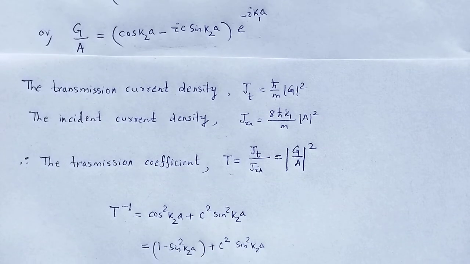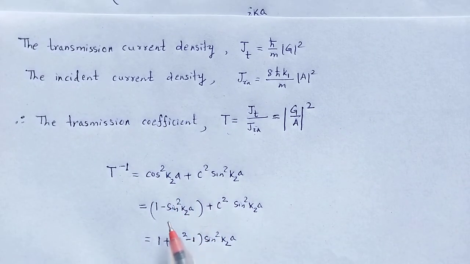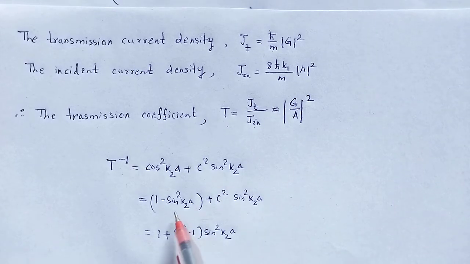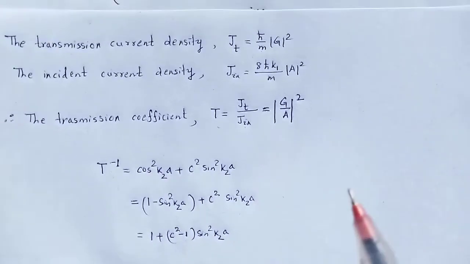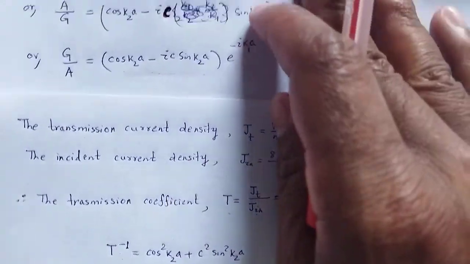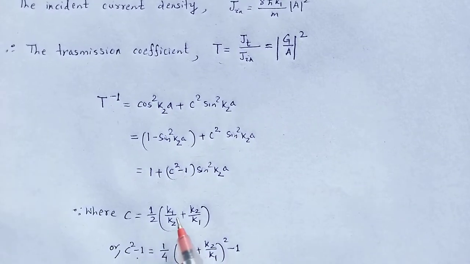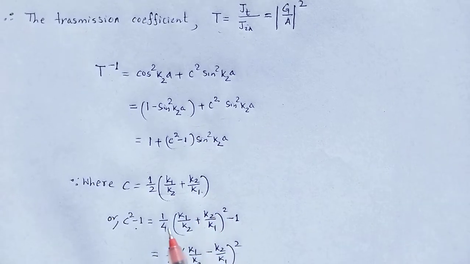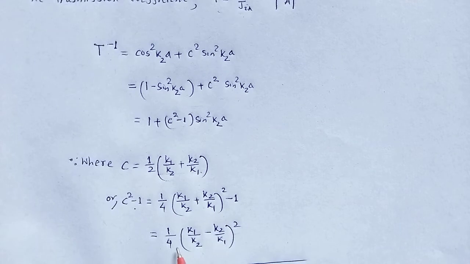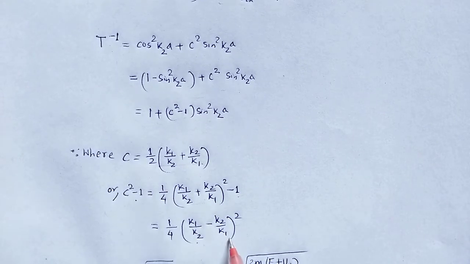And we use cos square k2a as 1 minus sin square k2a, plus c square sin square k2a. In these two terms, taking c square minus 1 as common, we get 1 plus (c square minus 1) sin square k2a, where we introduce c equal to half of (k1 by k2 plus k2 by k1). So c square minus 1 is 1 by 4 of its square, minus 1, which will be 1 by 4 (k1 by k2 minus k2 by k1) whole square.